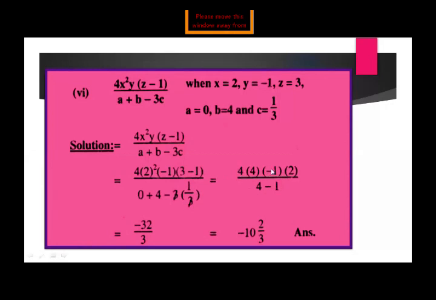From the numerator, we multiply all, so minus plus, the answer is minus, and 4 into 4 is 16, 16 into 1 is 16, 16 into 2 is 32. So from here we write minus 32. Divided by 4 minus 1, the answer is 3. So now we have minus 32 upon 3. Minus plus is minus, and dividing 32 by 3, we get the answer 10 whole number 2 upon 3. So the answer is minus 10 whole number 2 upon 3.